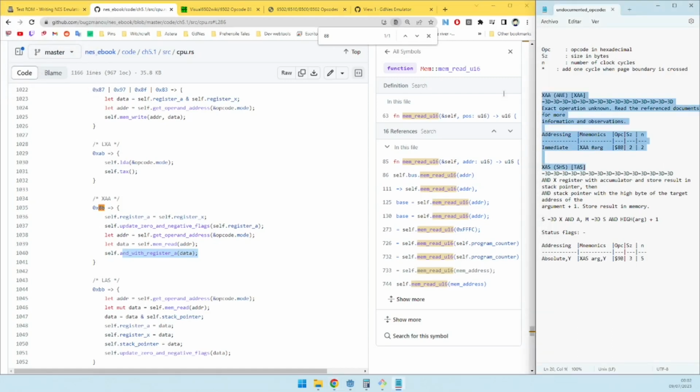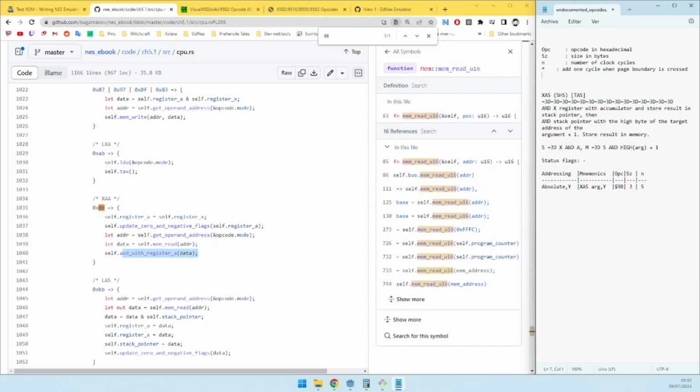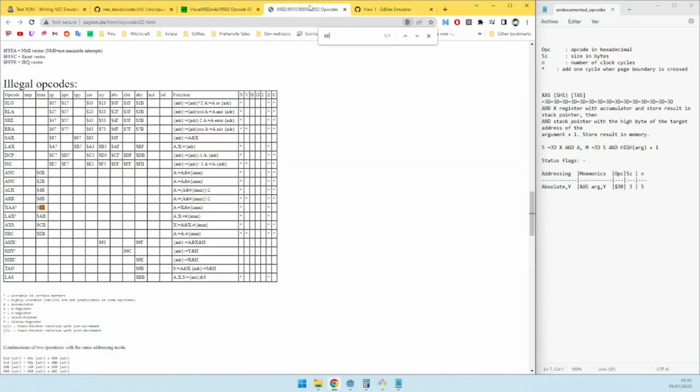I will choose not to do it. If I don't know, I will not do it. When the time comes, I will implement it, I guess. And the last one is 9B. Stack equal A and X, address equals S and H. All of that in one instruction.